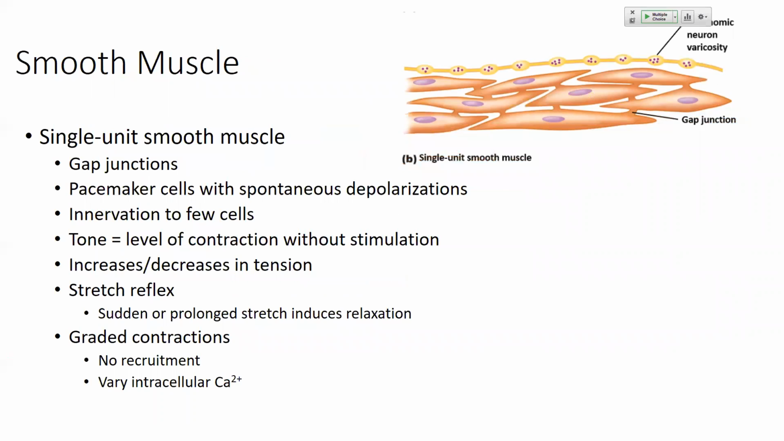Also important with single unit smooth muscle is that they have the ability to spontaneously depolarize. Okay, and this is tied into their ability to contract without stimulation. So in the absence of being stimulated, these cells can spontaneously change the membrane potential and depolarize. Okay, and this is what we call tone, that spontaneous depolarization without any direct stimulation.